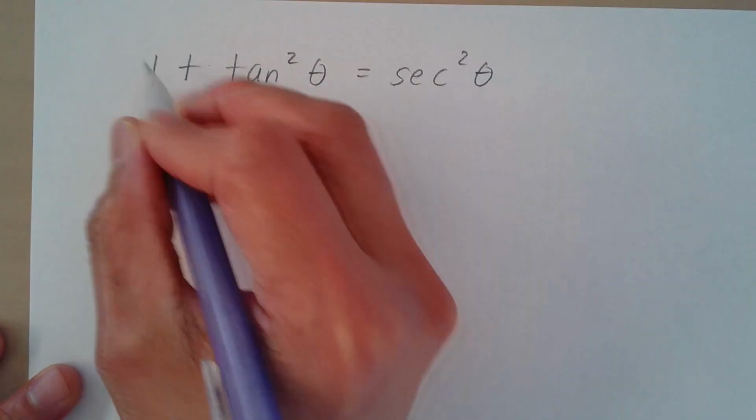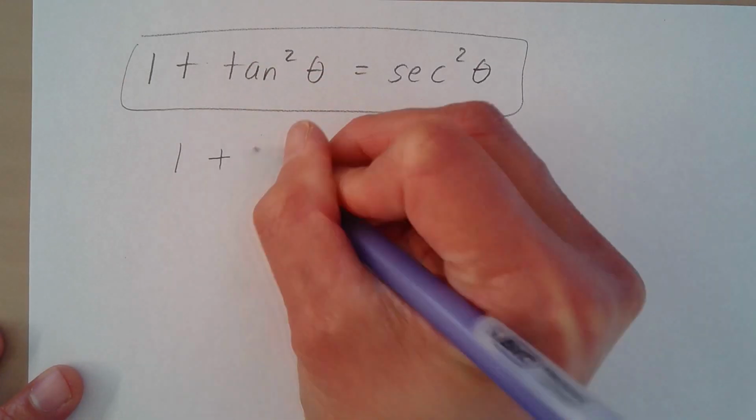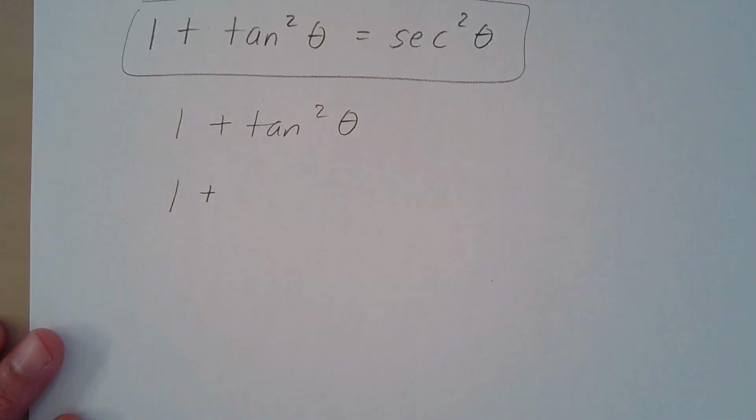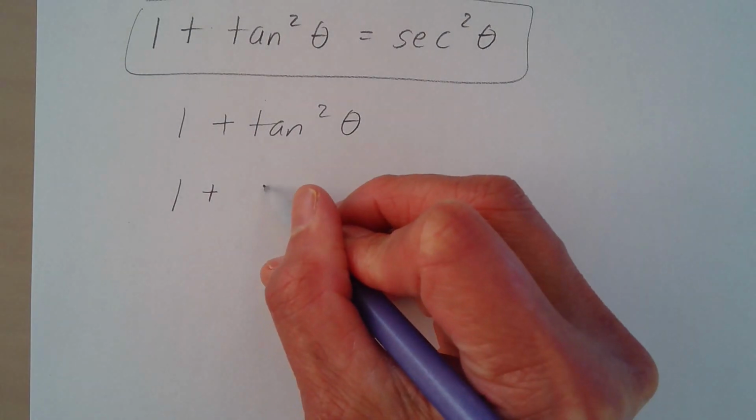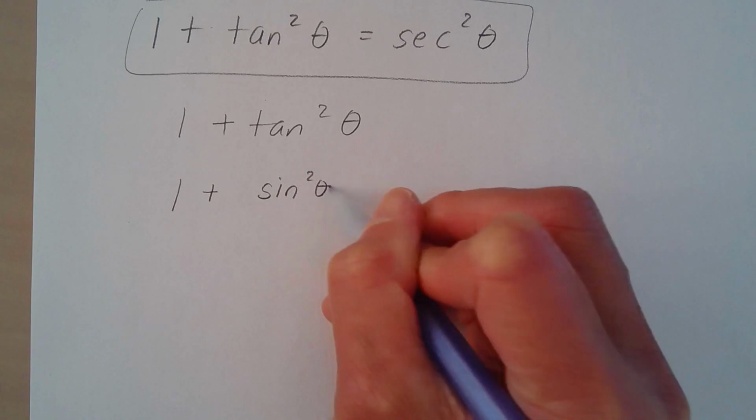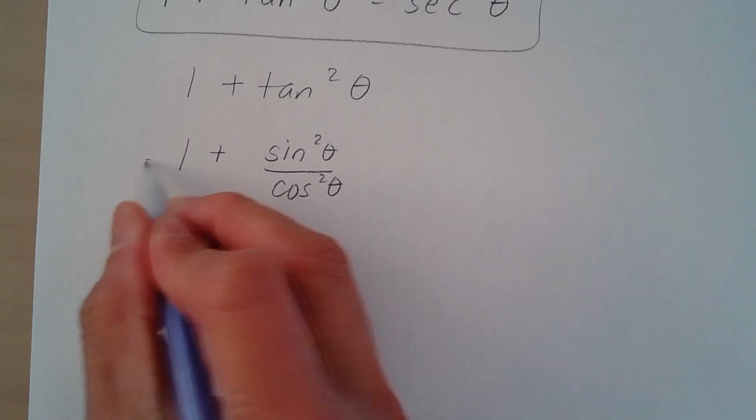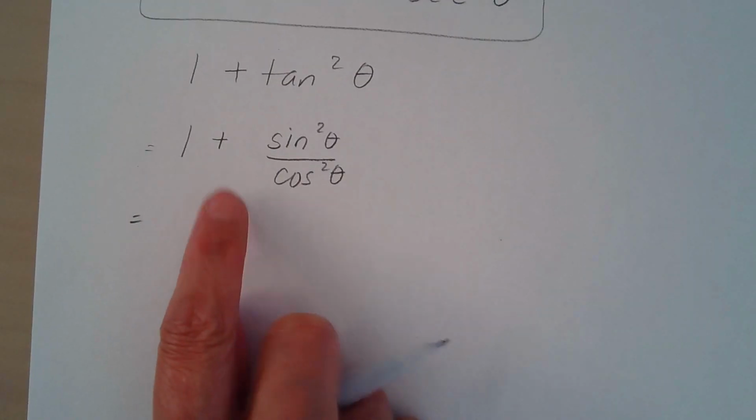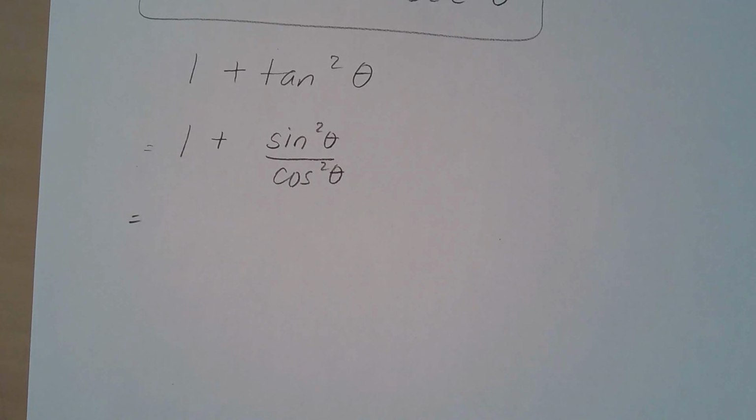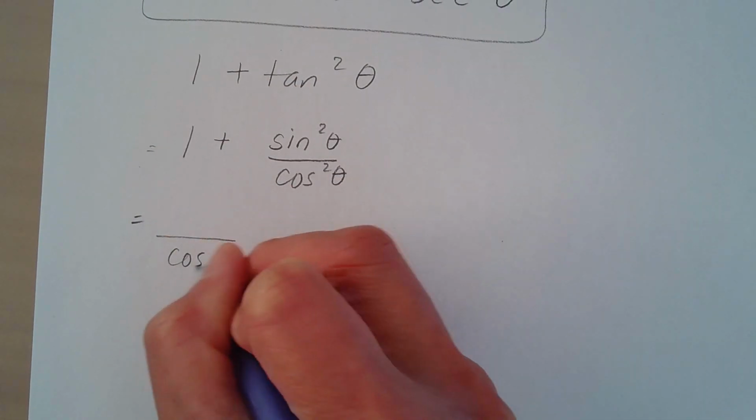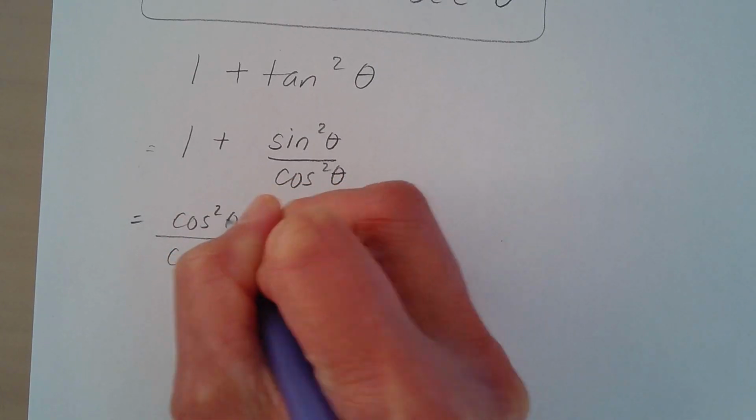So we're going to start with 1 plus tan squared theta. Okay. So 1, we can't do anything with 1 for now. We'll leave it as 1. What about tan squared theta? How can we rewrite that? Sine squared theta over cos squared theta. Okay. Now, how can we add these two? We need to have the same denominator, so I'm going to multiply by cos squared theta, both in the numerator and the denominator.